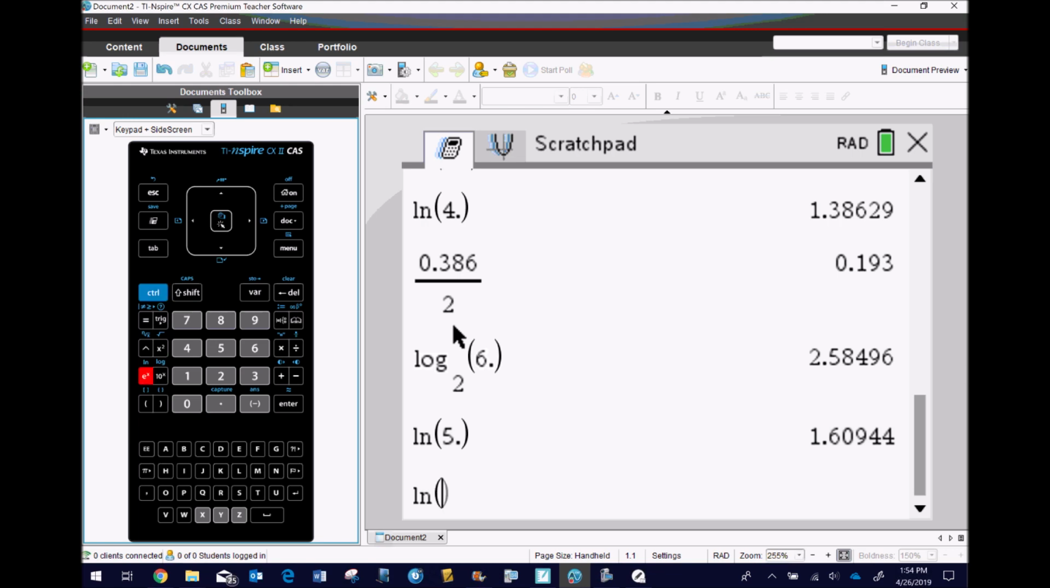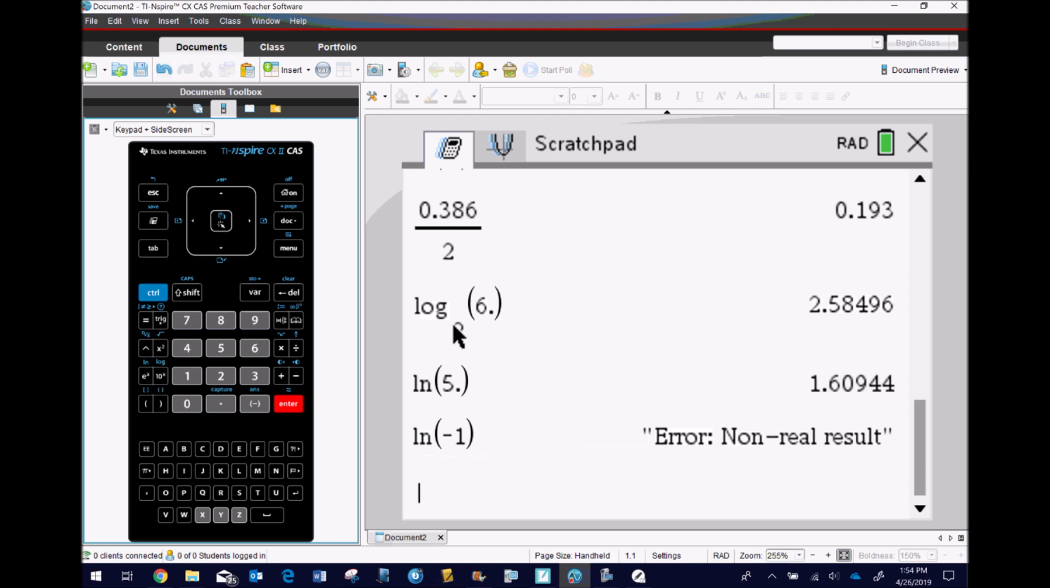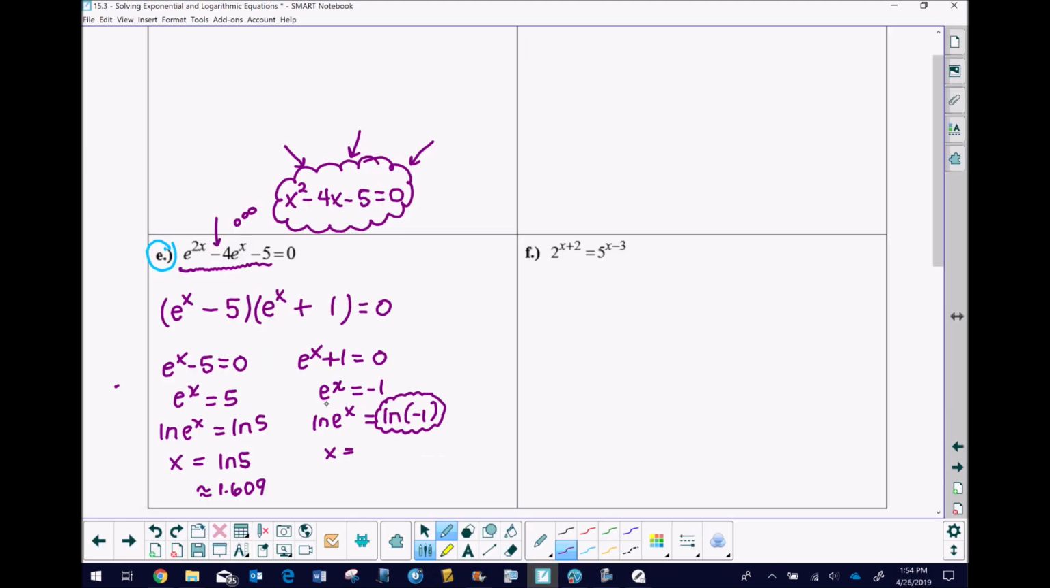Want to see me try? I think I did this the other day. I tried. Calculator doesn't like it. So if you ever come across an e to a power equaling a negative number, that's going to be no solution. So that means the only answer is going to be this natural log of 5 or the 1.609.